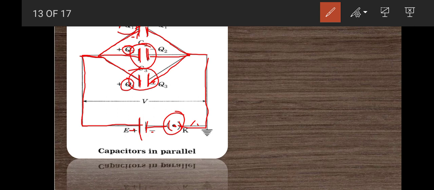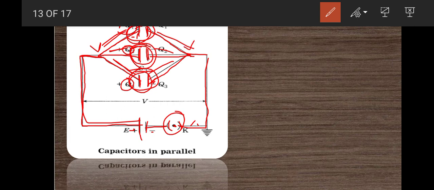But the potential difference across each will be the same. Why? Because the potential difference which is at this point will be created on these three points as well, across each capacitor, as it is at this point.